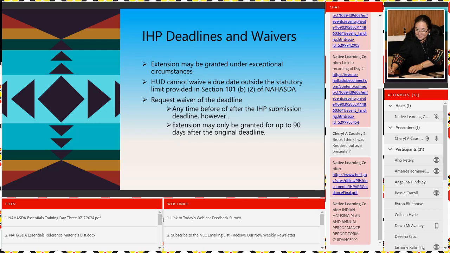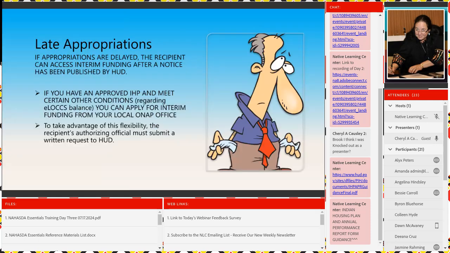So extensions can be granted under exceptional circumstances, but that's what I was talking about. The next thing is HUD cannot waive the due date outside the statutory limit provided in Section 101 of NAHASDA, okay? So it's 90 days. I'm sorry, it's not 60. So you have 3 months to play with there, but that's not a whole lot of time. Anytime before or after your submission deadline, extension can only be granted for up to 90 days after your original deadline. Okay. So don't let that happen to you, because you won't get money for the whole year. On the 91st day, there's nothing that can be done.